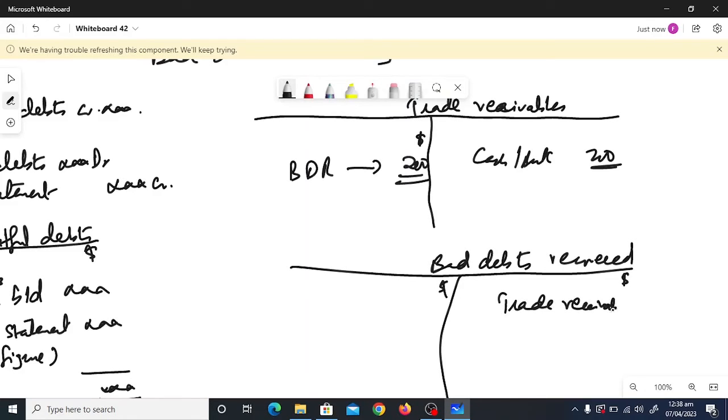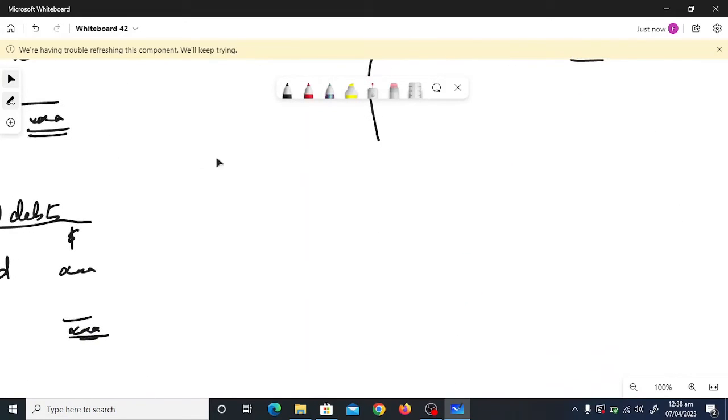So when bad debts recovered, trade receivables will be on the credit side because you are opening a trade receivables, and on the debit side what you write? You write income statement. And this is the way the account will be closed out. Again, there is no balance CD or BD in the bad debts recovered account. So you need to remember this thing.